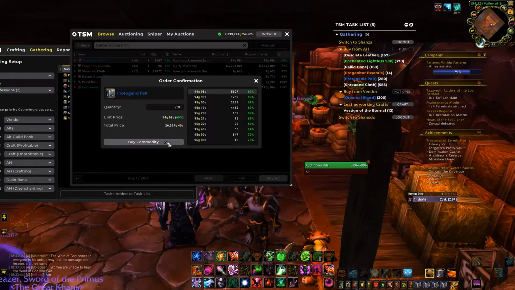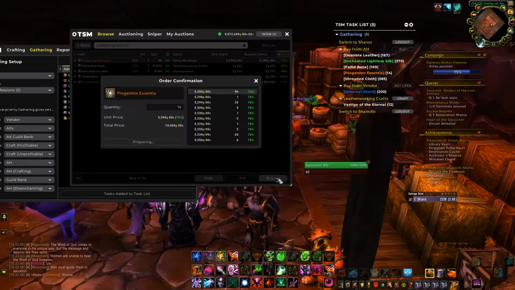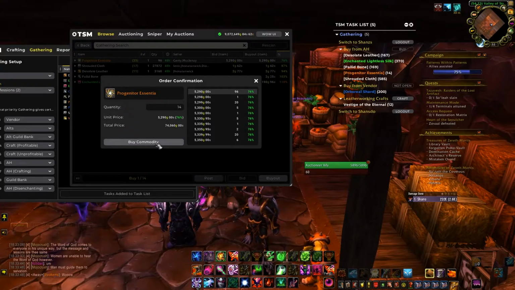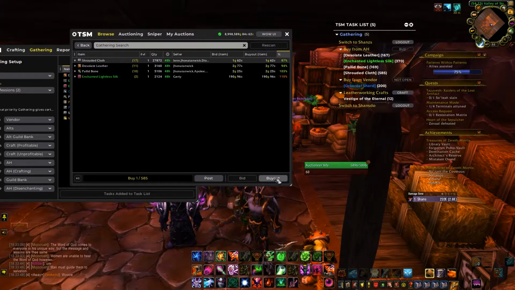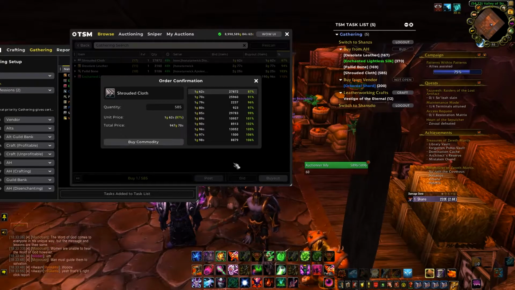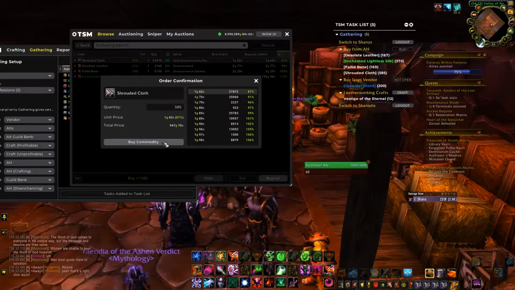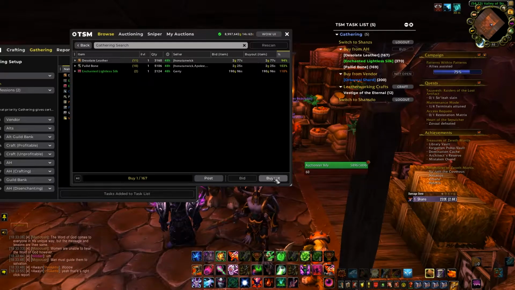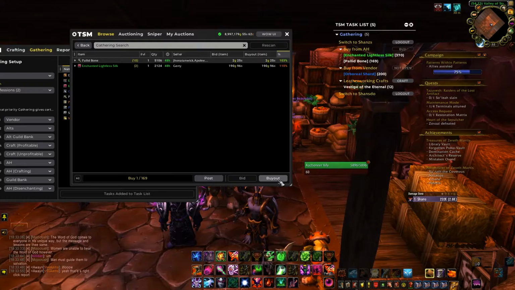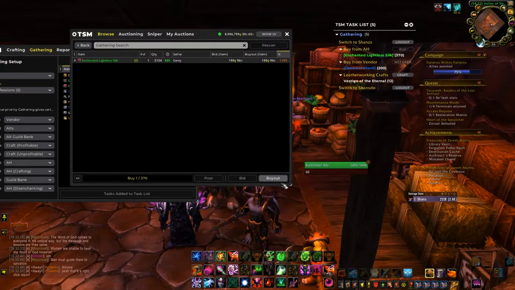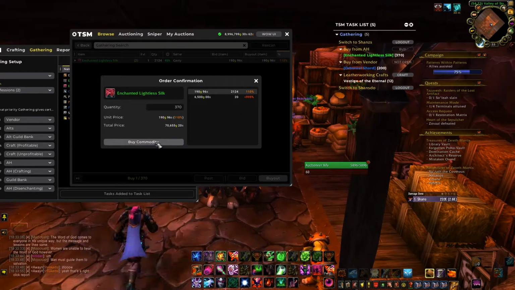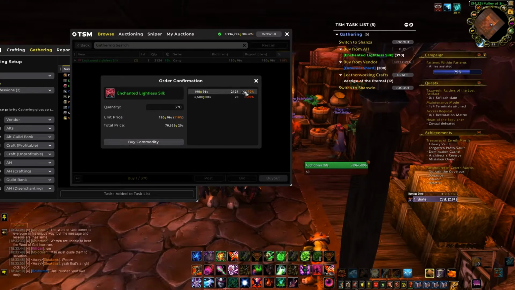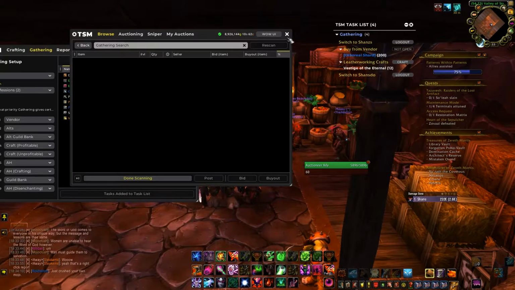So I need 280 pelts. I need 14 of these guys, the Progenitor Essentia. I need a bunch of Shrouded Cloth. Now, sometimes it does tweak out. It has in here that's good, but sometimes with Shrouded Cloth I have a problem where it won't pop up and I have to go back out and in. Just little things like that sometimes. All the Desolate Hide, the Pallid Bone, and then I'm just going to go ahead and buy it. It's pretty expensive, actually. I'm going to buy it anyway. So now I bought all those items.